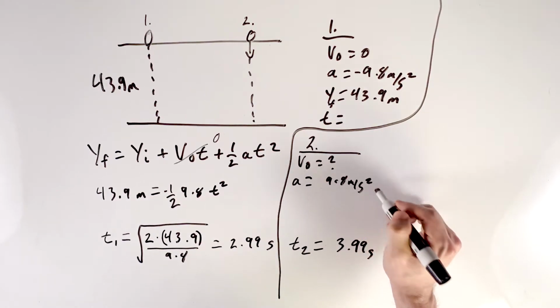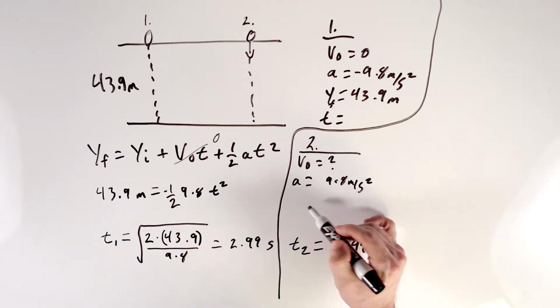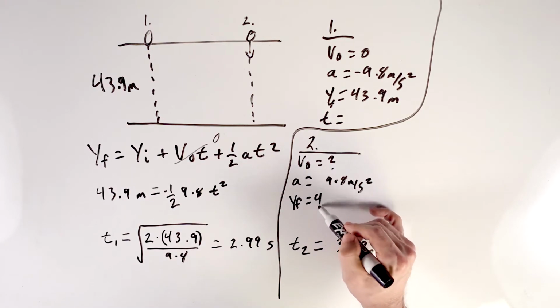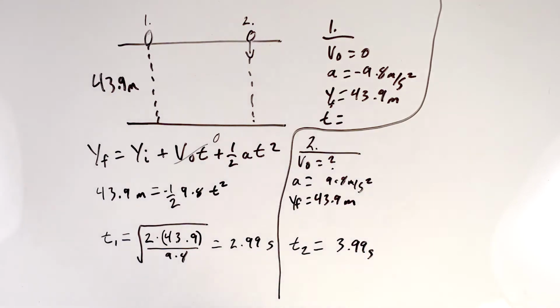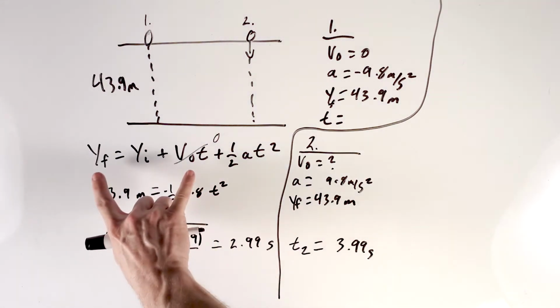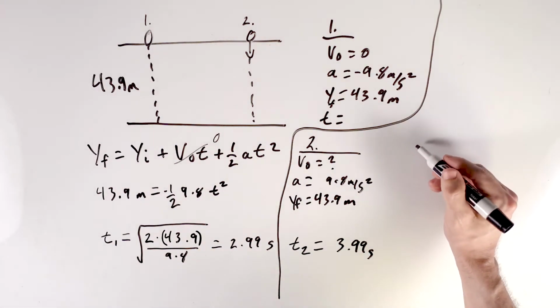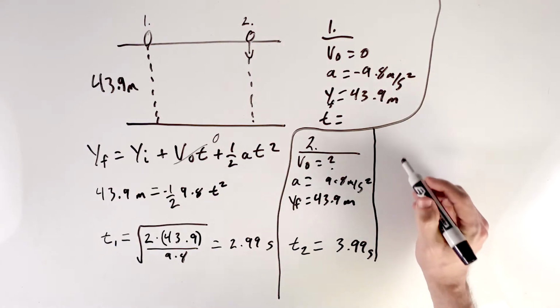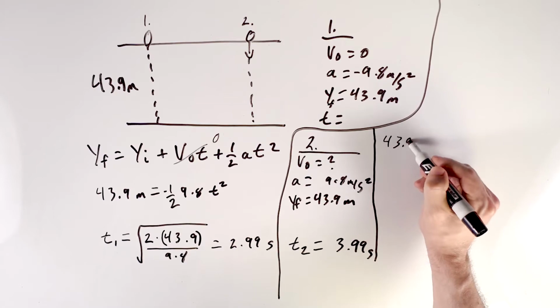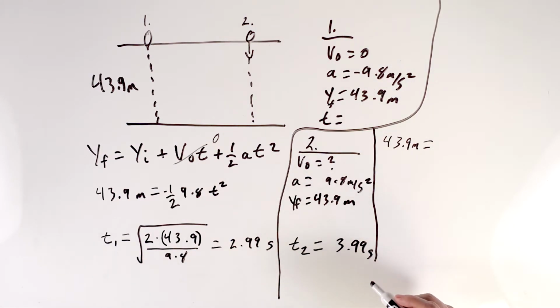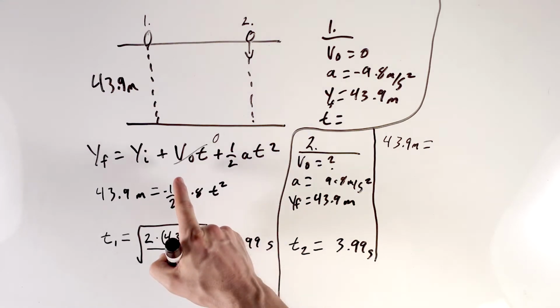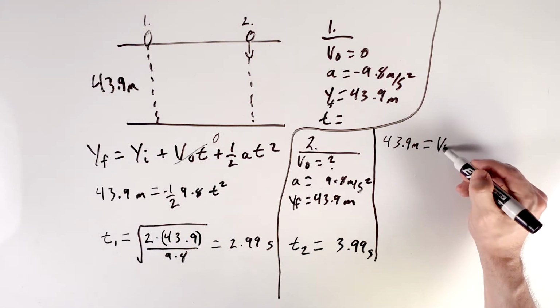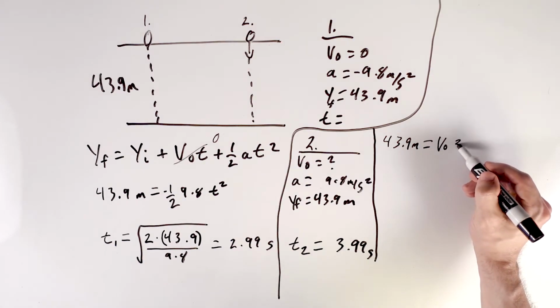9.8 meters per second squared. The fall height is then the same. Y final equals 43.9 meters. And then we have the time, which is 3.99. So if we go back and we use this equation again, let's try to save as much space as possible. 43.9 meters equals, y initial is still 0. Now you have v naught, which is what we're looking for. V naught times t, which is 3.99 seconds.